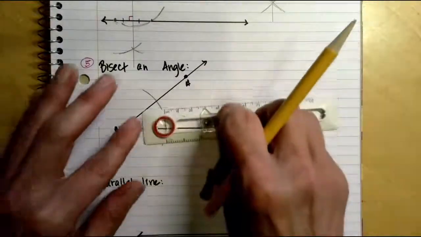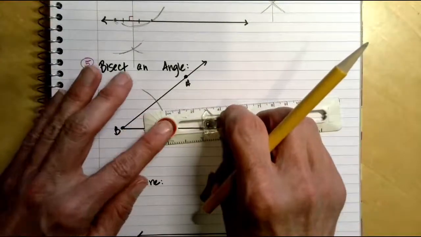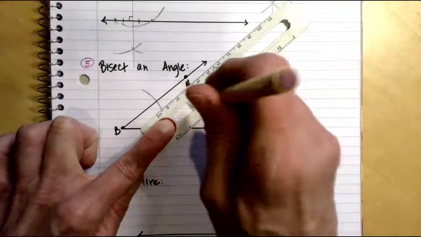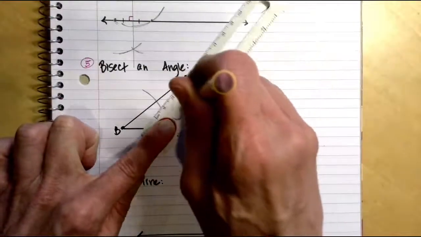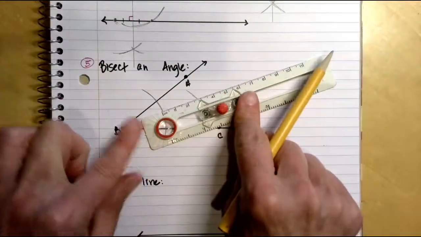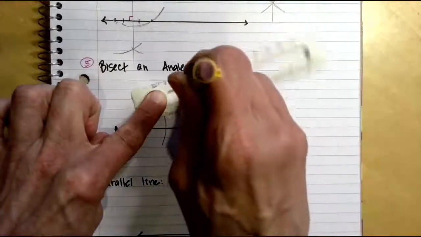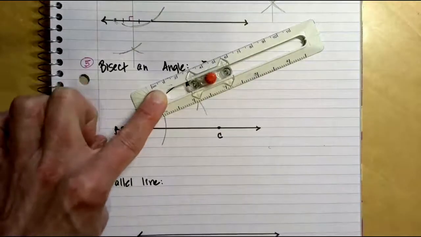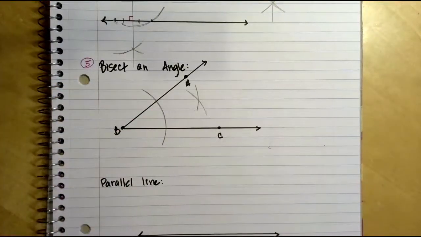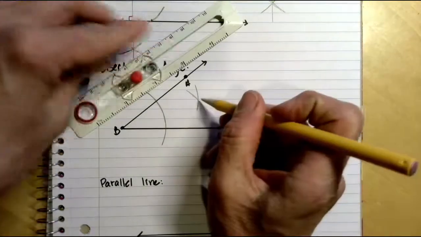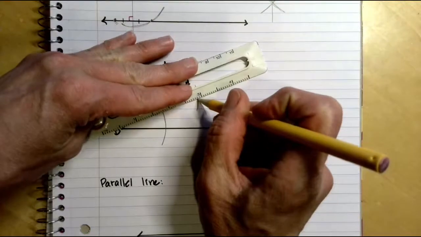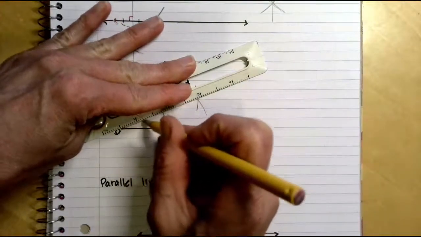So this working arc gives us a starting point. From that working arc, we're going to put our bullseye on this first intersection and then this second intersection. Now, I haven't changed my setting at all, but look at what I've created. I've created an intersection out that now I can connect, and this is going to be my angle bisector.